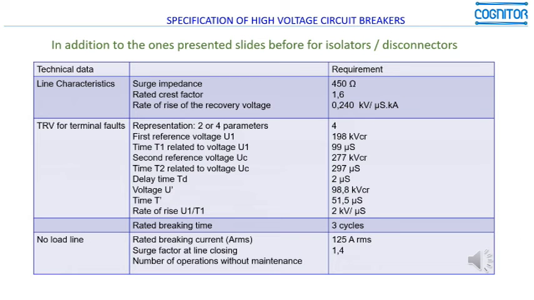We have some more characteristics for the line characteristics, the transient recovery voltage for terminal faults, for no load lines. And as I said before, if these ones are clearly written in the IEC documents, it's better, instead of repeating and typing everything again, to just say: do according to page so-and-so of the IEC standard. That will be safer, because the chance of typing a wrong value is much lower.